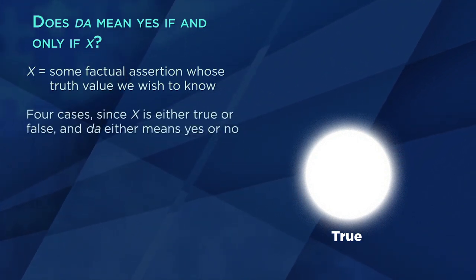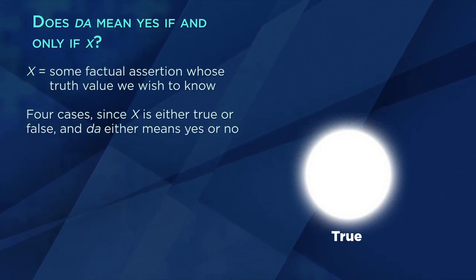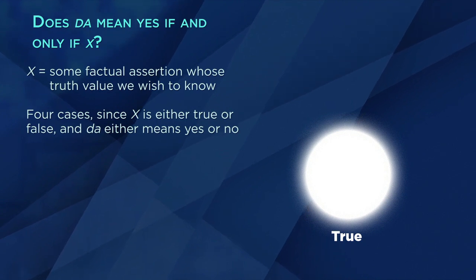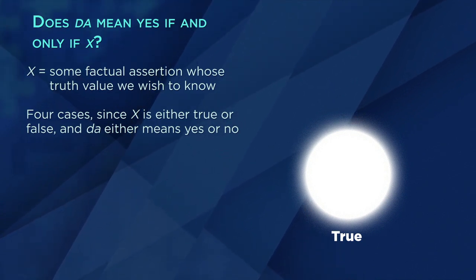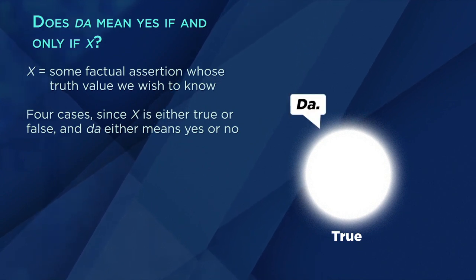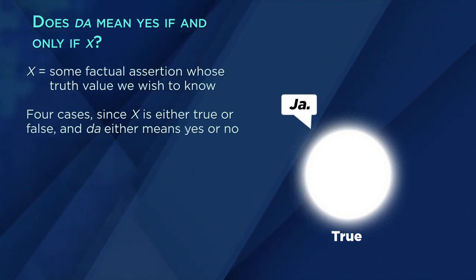Now, you'll need to consider 4 cases to verify this. The statement X is either true or false, and "da" either means yes or no. The analysis of the cases proceeds in a manner nearly identical to what we've already seen. But let me repeat the main point. When X is true, the True god will answer "da" regardless of whether "da" means yes or no, and when X is false, he will answer "ja" regardless of whether "ja" means yes or no.